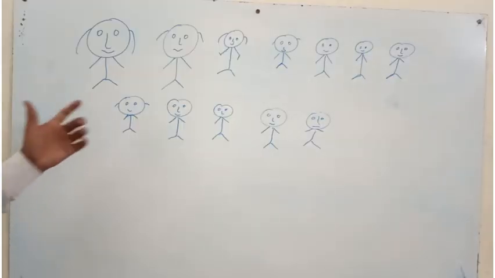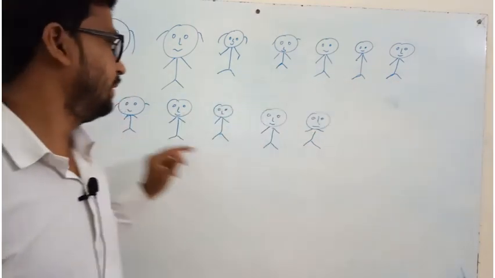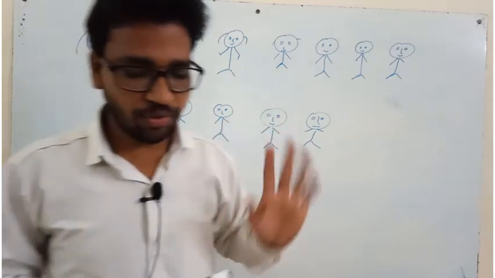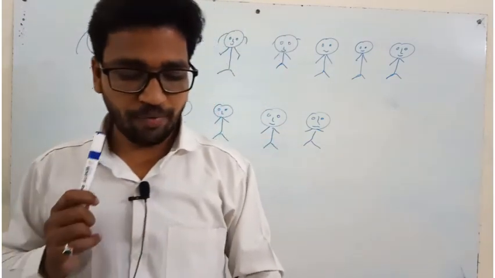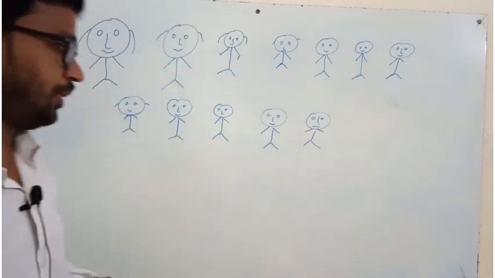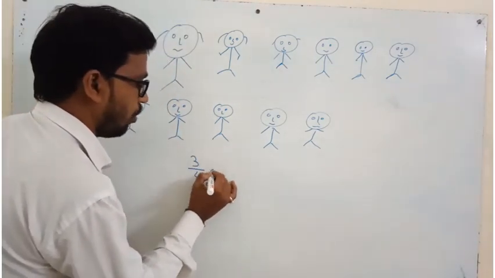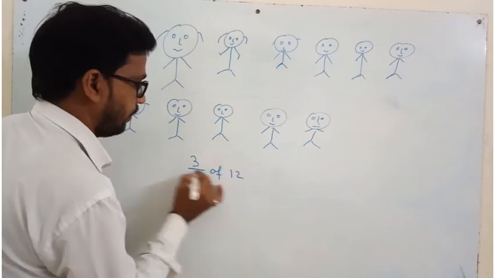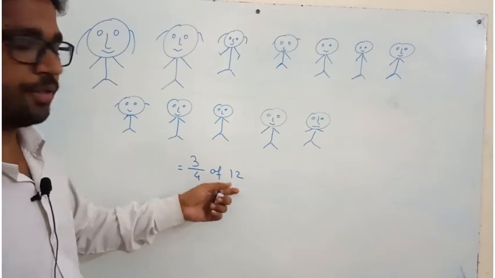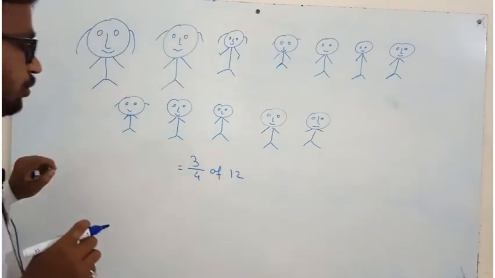So students, here there are 12 friends. 1, 2, 3, 4, 5, 6, 7, 8, 9, 10, 11 and 12. How many friends are there? 12 friends. So from these 12 friends, we have to draw earrings for 3/4 of them. So 3/4 of 12. Okay. For 3/4 of them we have to draw earrings. Earrings means those that are worn in the ear. Okay. So earrings.